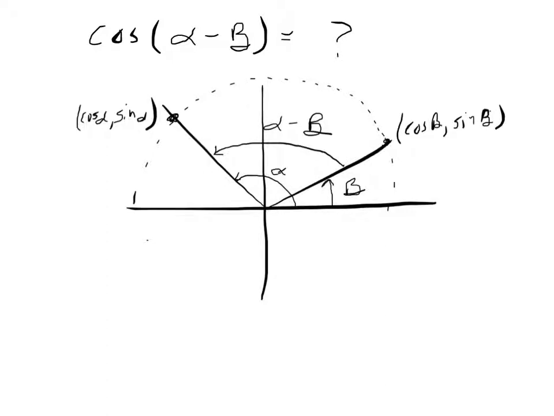Okay, so 10.1, we're going to learn some sum and difference formulas for sines and cosines. And the first one we're going to look at, which will allow us to derive the other four, is a formula for the cosine of alpha minus beta.